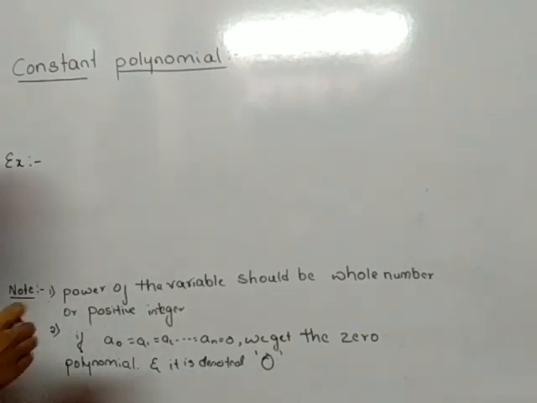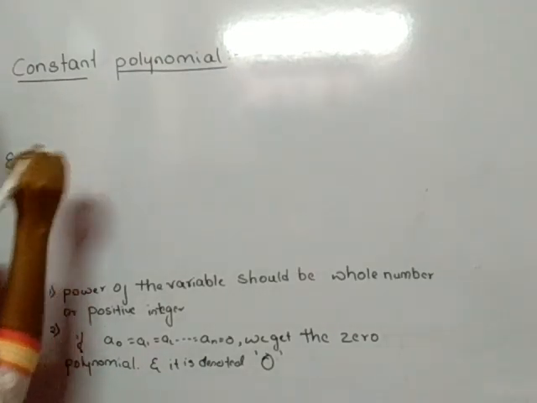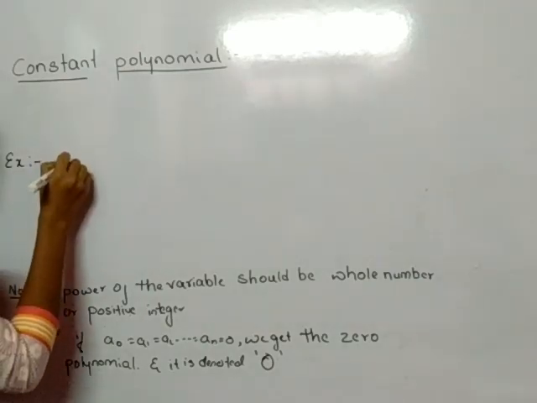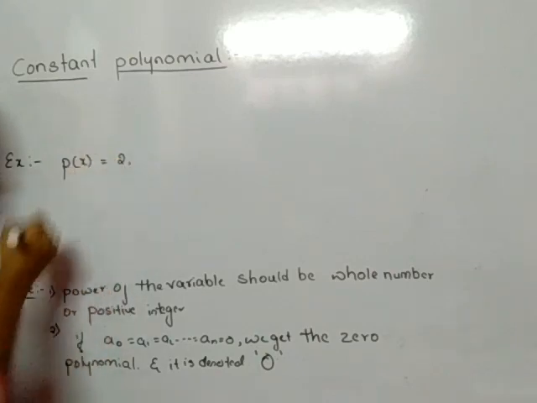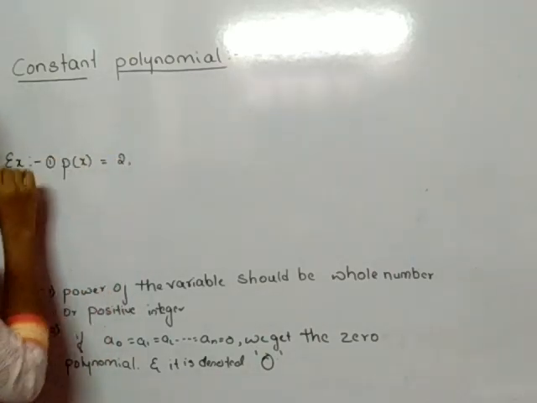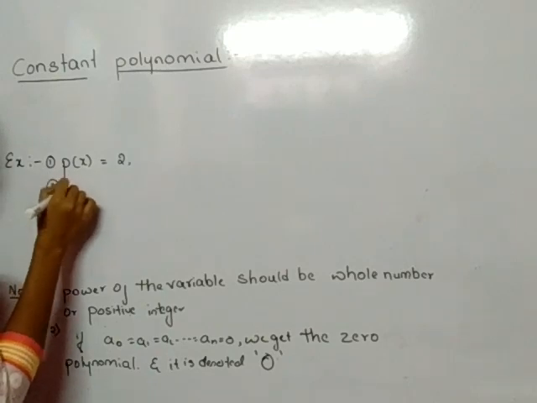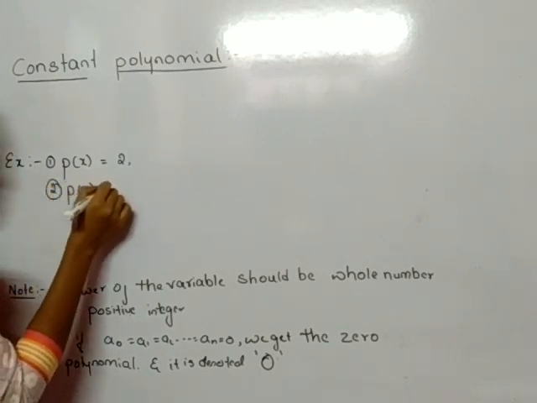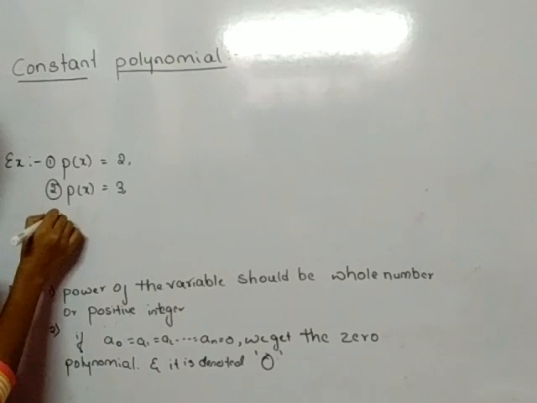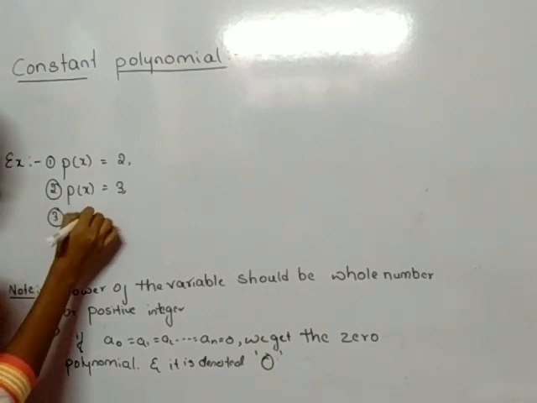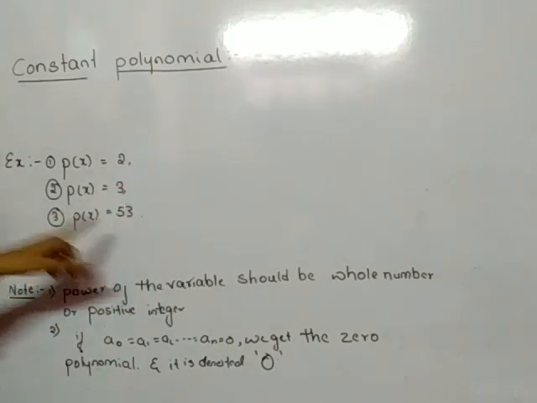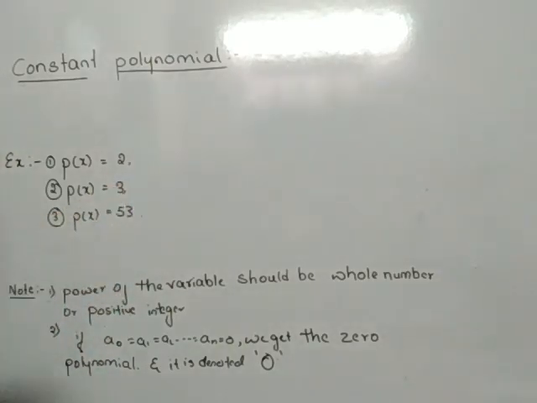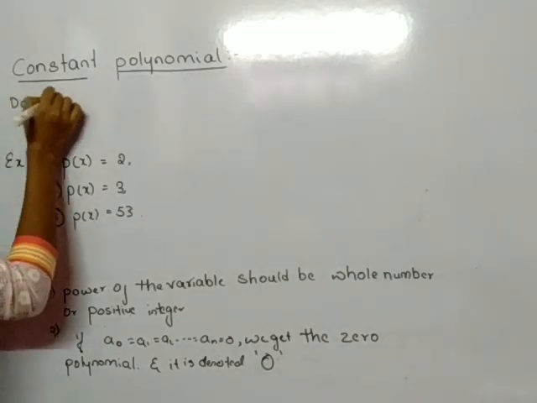We'll take examples for the constant polynomials. As you all know how to denote the polynomial, that is p of x is equal to 2. This is example 1. And example 2, p of x is equal to 3. Then example 3, p of x is equal to 53. These 2, 3, 53 are constants or not? So this is called a constant polynomial. So we'll write the definition for the constant polynomial.